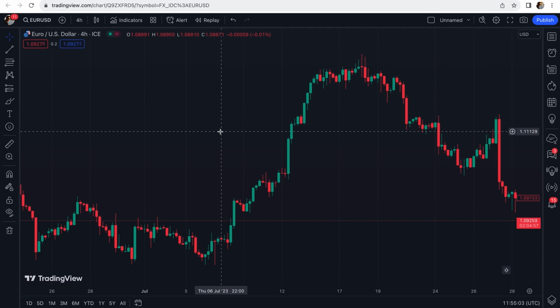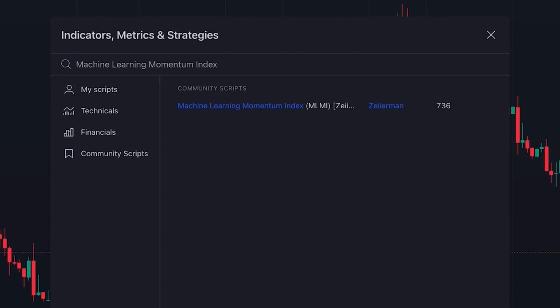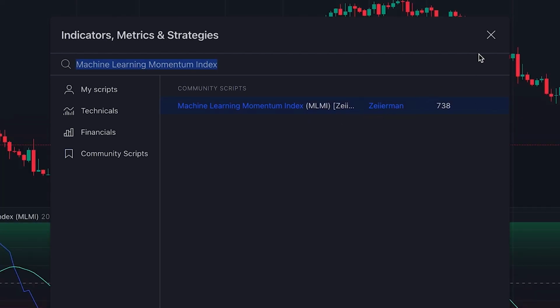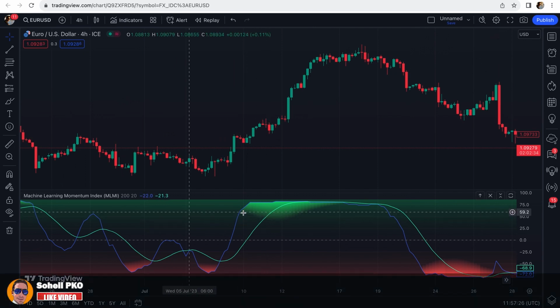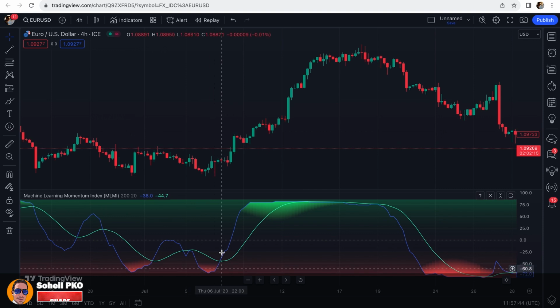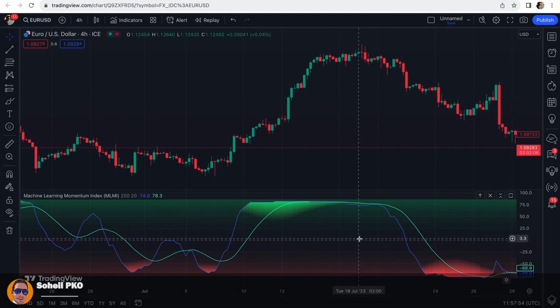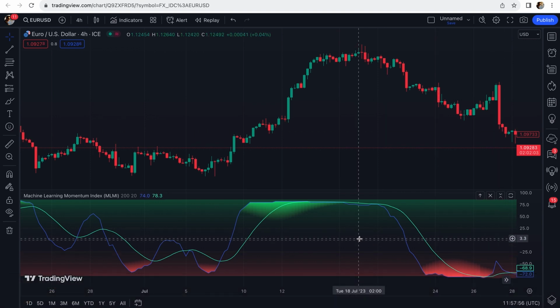To add this amazing indicator to our chart, here we click on indicators and we search machine learning momentum index. This one, which is written by someone named Zierman. Alright, this is the indicator, and as you can see, it's added here below the chart. It's in the form of an oscillator that these lines are moving above and below the center line, which is 0.